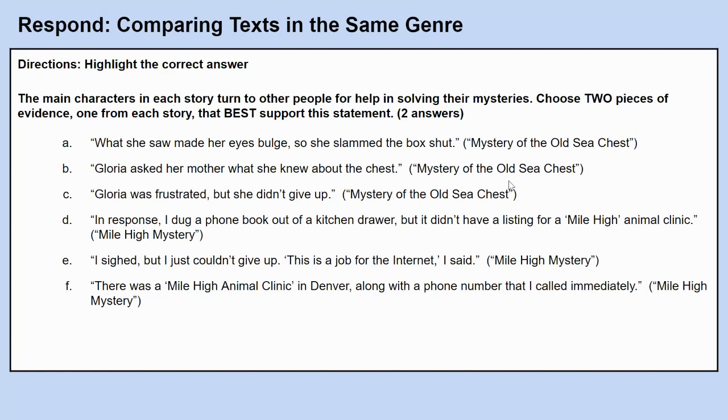You're going to have one answer from A, B, and C from Mystery of the Old Sea Chest. And you'll have one answer from D, E, and F from the Mile High Mystery that supports this statement. That'll give you a total of two answers for this question. Again, you're supporting the idea that the main characters in each story turn to other people for help in solving their mysteries.